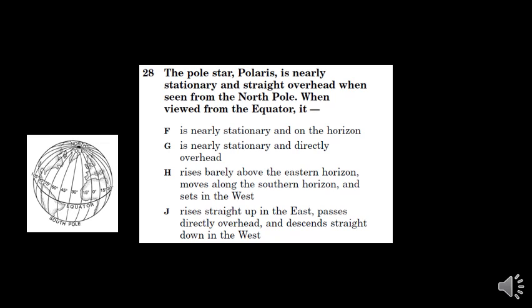See, the pole star Polaris is nearly stationary and straight overhead when seen from the North Pole. But what happens when it's viewed from the equator? What happens is, let me get my pen here.